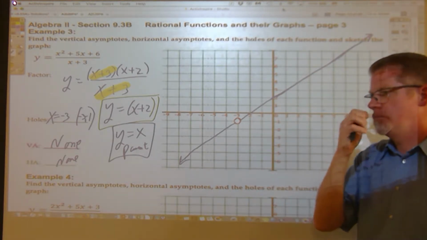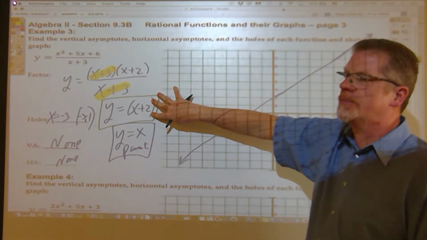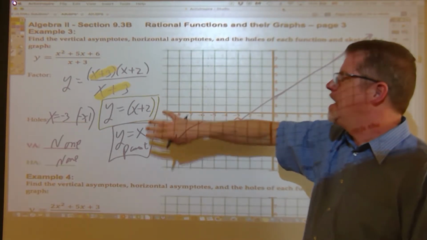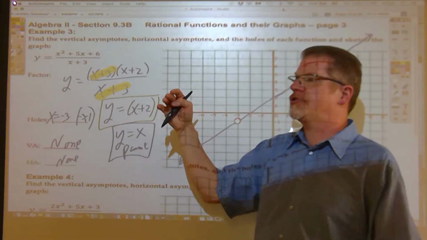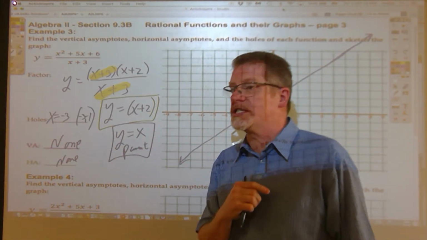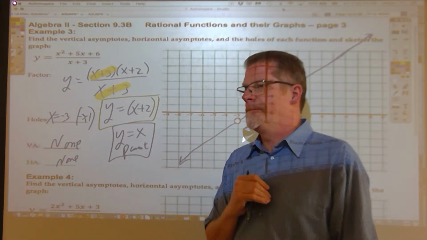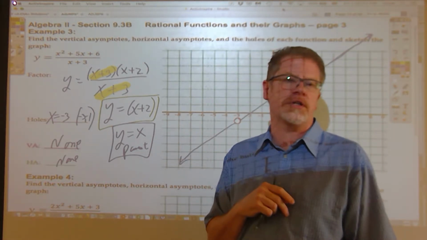Question, go ahead. Wait, how is there no horizontal asymptote? Well, it's not a rational function. The only time we talk about horizontal and vertical asymptotes is when the green box equation has a variable expression in the denominator. There are no variables in the denominator. They canceled out. So there's no horizontal asymptote, no vertical asymptote.